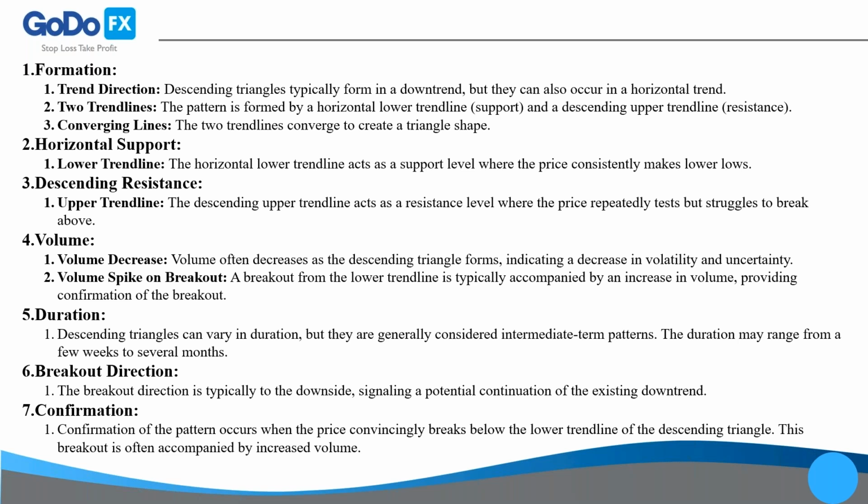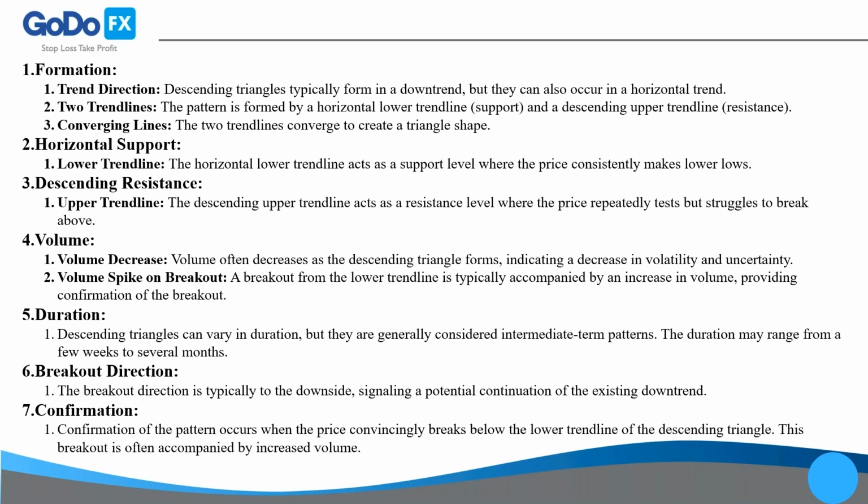The pattern is formed by a horizontal lower trend line, the support line, and a descending upper trend line, which is the resistance level. The two trend lines converge to create a triangle shape. The horizontal lower trend line acts as a support level where the price consistently makes lower lows, and the descending upper trend line acts as a resistance level where the price repeatedly tests but struggles to break out above. The volume often decreases as the descending triangle forms, indicating a decrease in volatility and uncertainty.